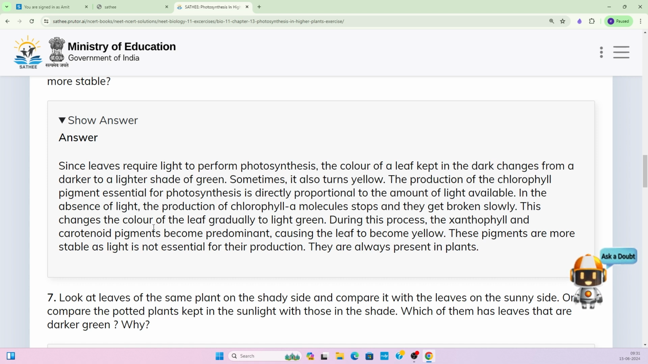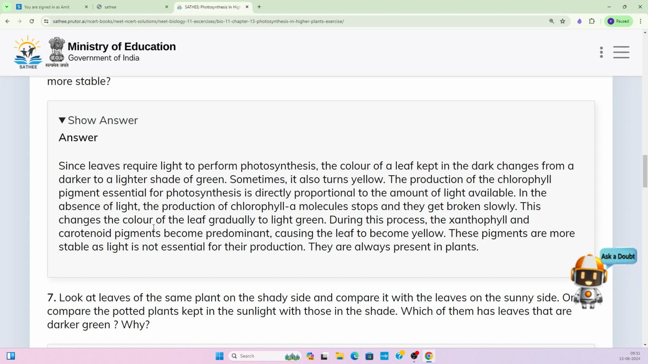When you keep the plant in the dark region, the light is reduced and no light is there, so the new synthesis of chlorophyll will stop. In the absence of light, the production of chlorophyll A molecule stops and the existing chlorophyll A gets broken down slowly. Also, new chlorophyll A will not be synthesized. This gradually changes the color of the leaf to light green and sometimes to yellow.